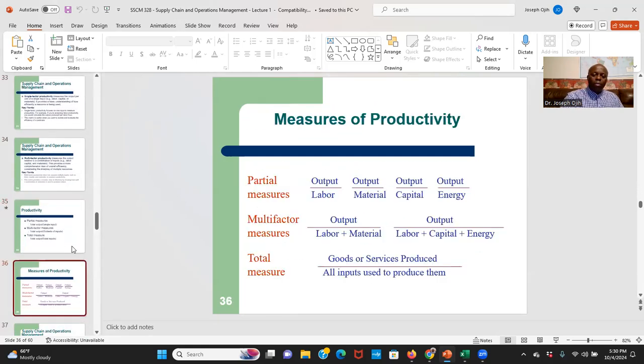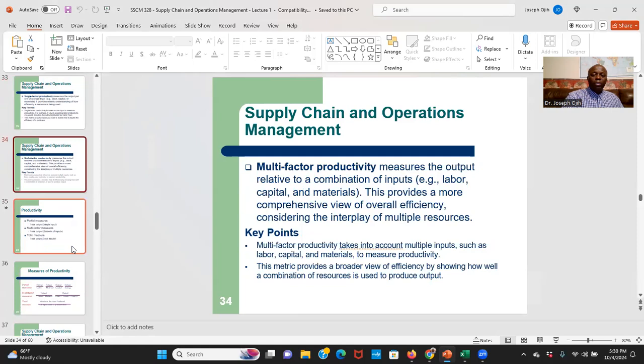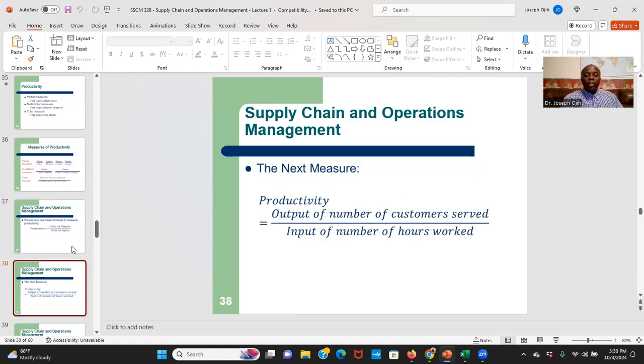Now let's look at some. Like I said, tonight we'll be focusing more on single factor productivity. Let me show you some of the formulas we use. The first one is productivity, which is value of outputs divided by value of inputs. You can also calculate it this way: productivity equals output, number of customers served, divided by input, number of customers worked. So I've shown you these three.